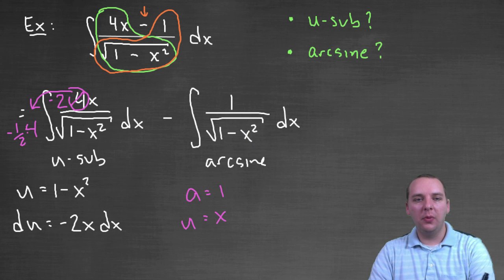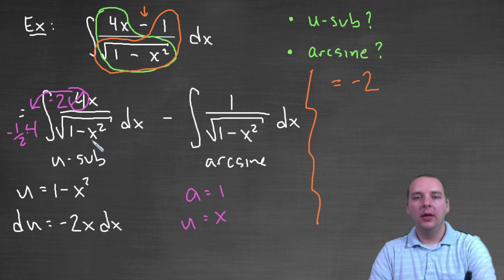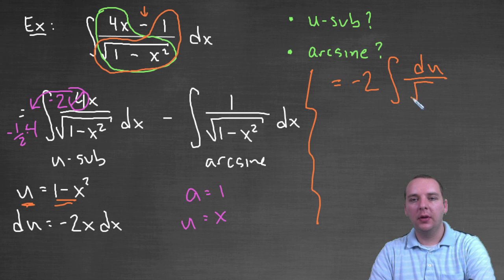All right, so let's see here. What will we have? Just so I can keep everything on the same page, we'll have this term here. This will be negative, a half times 4 is negative 2, and then you have the integral of, let's see, negative 2x dx would be du, divided by the square root of u, right? Because 1 minus x squared was our chosen u. Okay. This is a simple power rule integral.